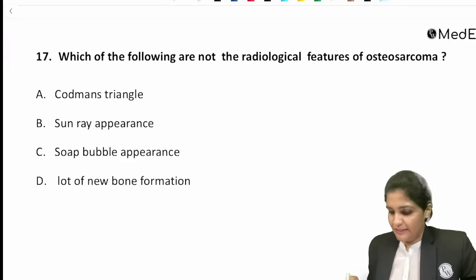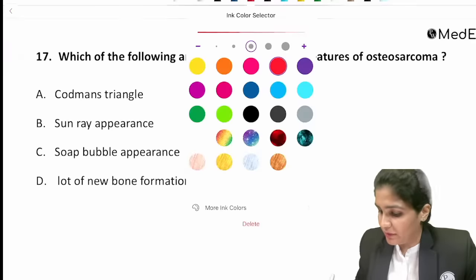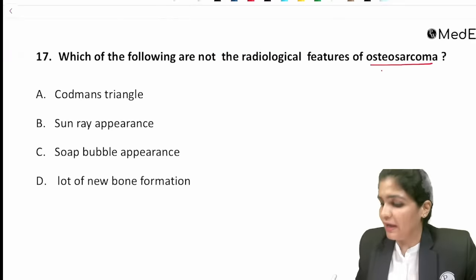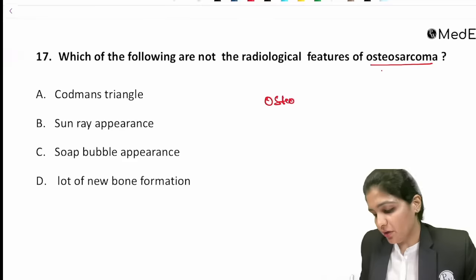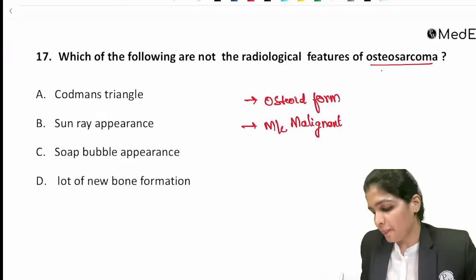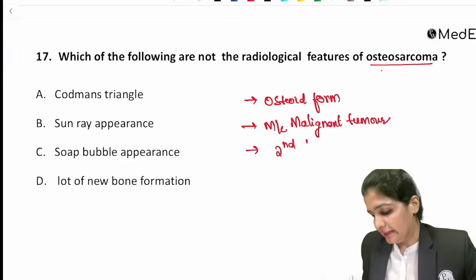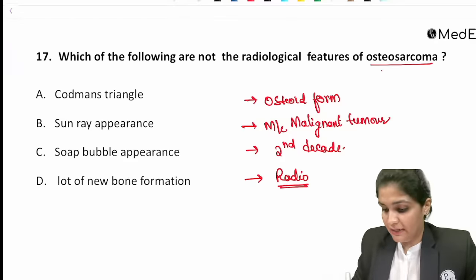So the answer for this: two important conditions for osteosarcoma. If you have followed the class already, we know osteosarcoma is an osteoid forming tumor. It is one of the most common malignant tumors of bone, occurs in the second decade, and the radiological features include two important conditions.